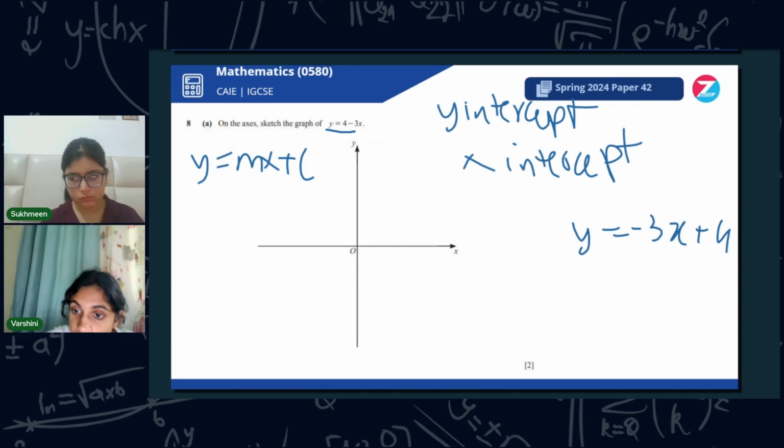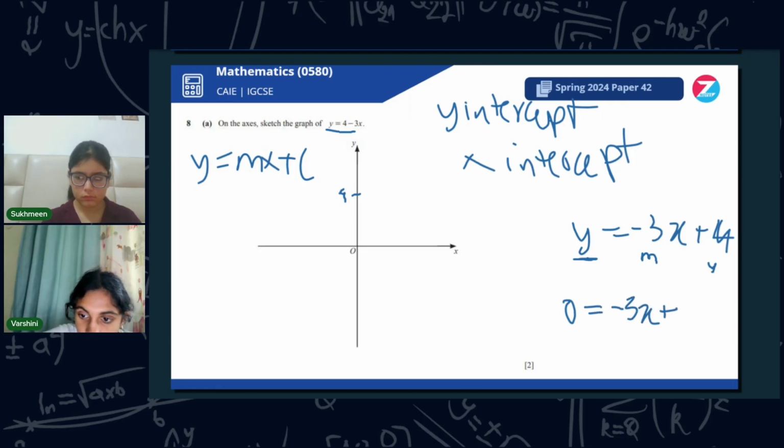Minus 3 over here is going to be m, which is the slope, and 4 is going to be the y-intercept. So we know 4 is the y-intercept, we can label that over here. Again, we don't need to measure or do anything, just label the points. And now we need to find the x-intercept. The x-intercept is going to happen when y is equal to 0. So for that, all we have to do is put 0 in this y coordinate. So we make this 0 equals minus 3x plus 4.